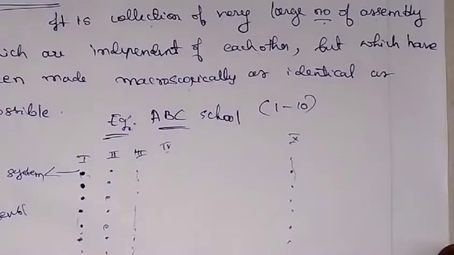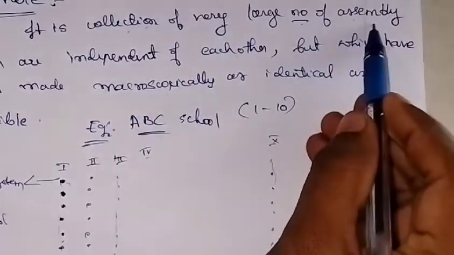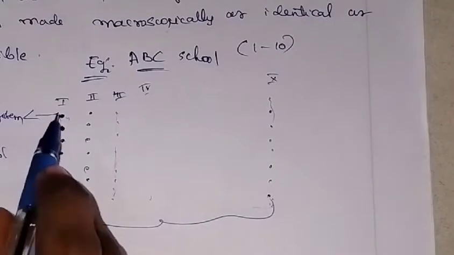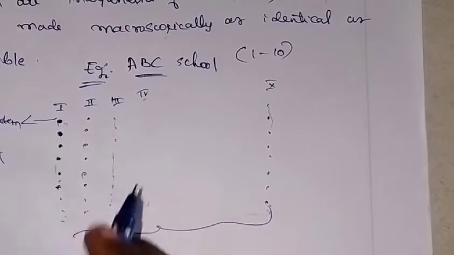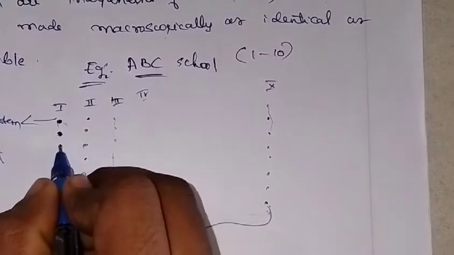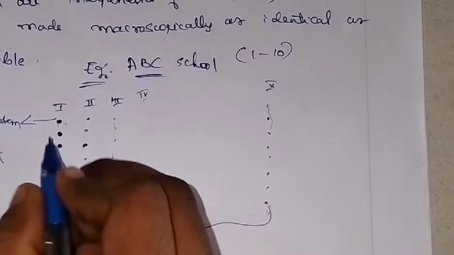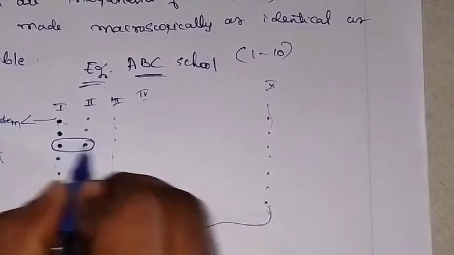Well, now read the definition. It is a collection of very large assembly. We have seen there are 10 assemblies in this case. Now just imagine you consider this student as a first standard student. This is a second standard student. I just mark them, simple for understanding.